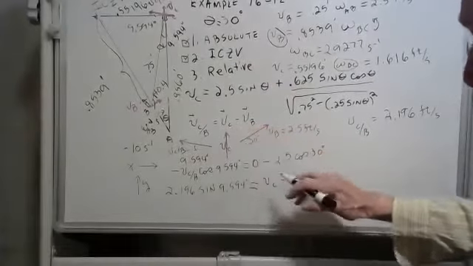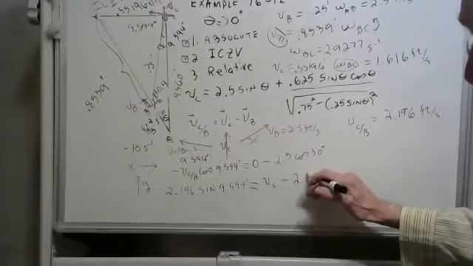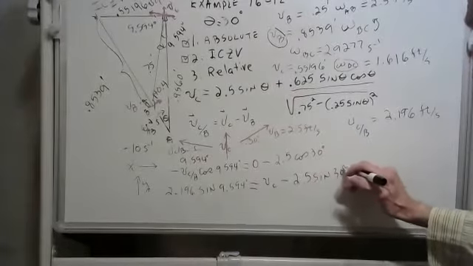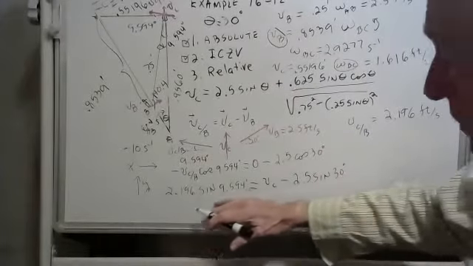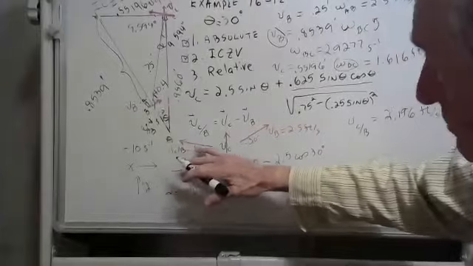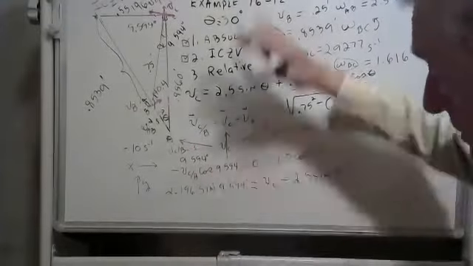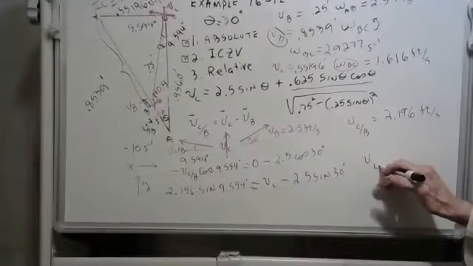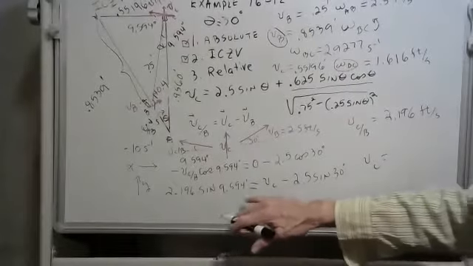Now this has an up component. It's 2.5 sine of 30. All I did was write the components of this vector equation in the positive y direction. And look here, we can get the velocity of the piston.